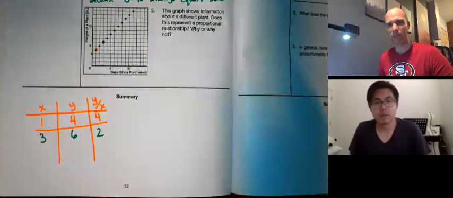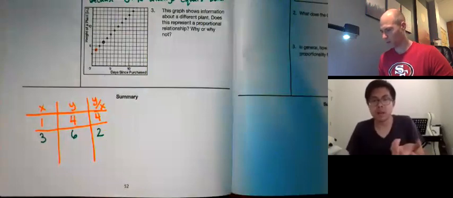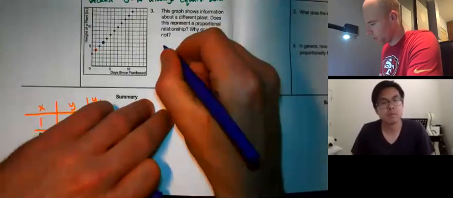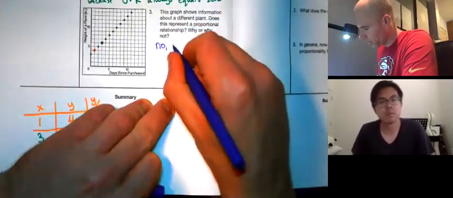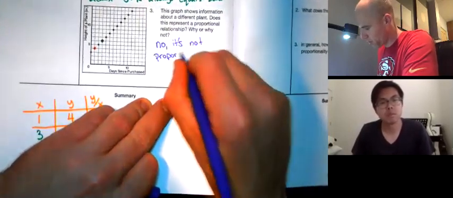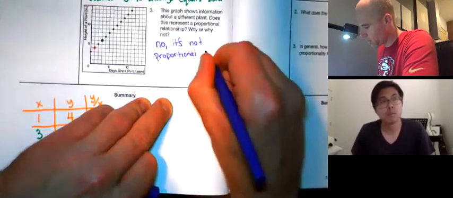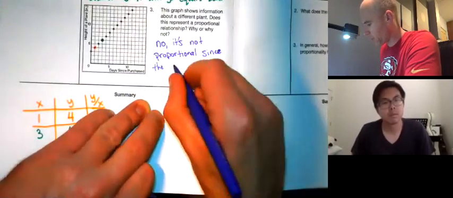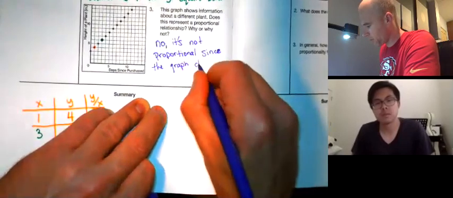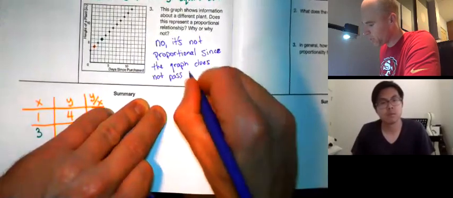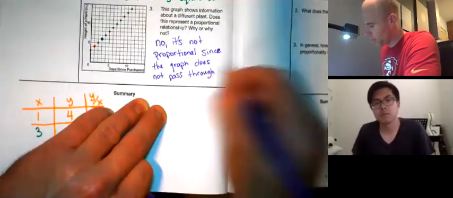I agree, and I think we found 2 really good reasons. 1, because we didn't find a constant of proportionality, and 2, because this line does not start at the origin. So maybe I should write that as my answer. So no, it's not proportional since the graph does not pass through. You could say pass through or include the origin.